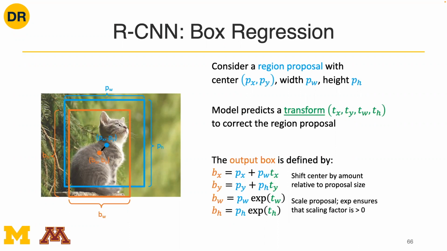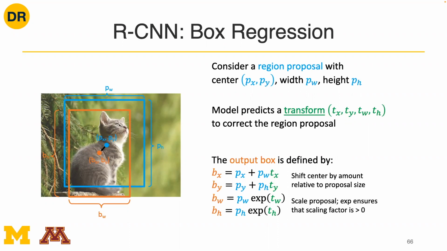And the way you're doing it is you're trying to shift the center using this tx and ty, and you're scaling your pw, ph with tw, th. So please pay attention to the slide so you can understand the elements that I'm talking about. So you have a region proposal which has px, py, pw, ph as the input to your regressor. And then the regressor outputs or predicts tx, ty, tw, th. The idea behind this is the tx, ty, tw, th should be able to adjust your px, py, pw, ph into the output bounding box that you are expecting.